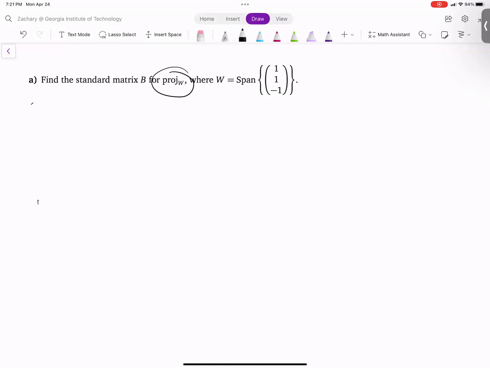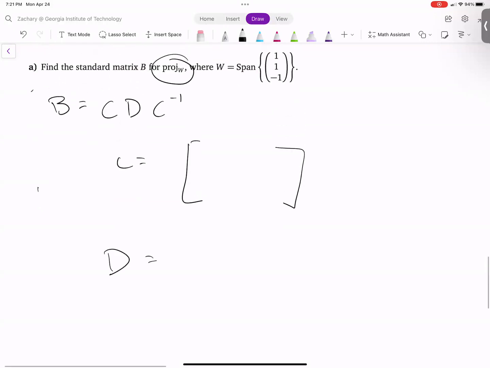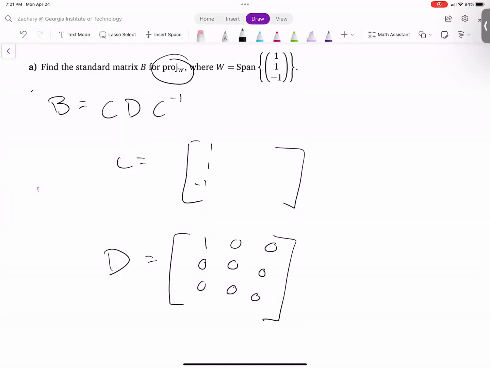So what we can do is rewrite this as CDC inverse, right? This is one thing we can do to get the standard matrix B, all right? Where C is, we'll get to that in a second, and D, how many things are we projecting onto? What's the dimension of the thing we're projecting onto? 1, right? So we're projecting onto one line, so we have one eigenvalue of 1 and two eigenvalues of 0. So the first column of C is 1, 1, negative 1. And you can get the other two columns by finding the null space of A transpose, which is equal to a basis for the orthogonal complement of the column space of A.